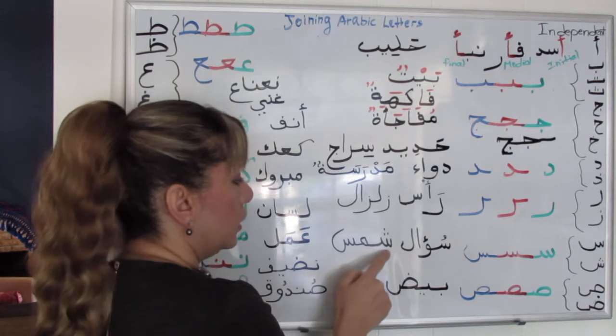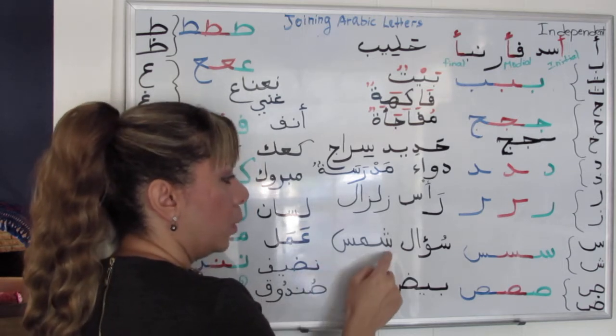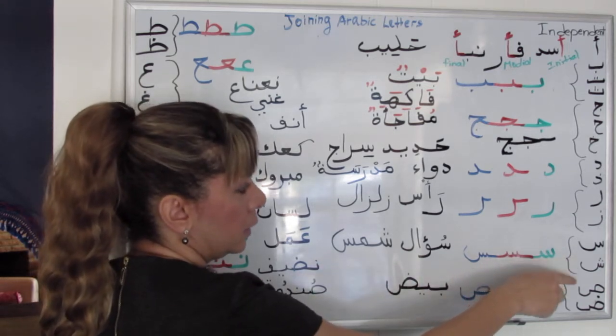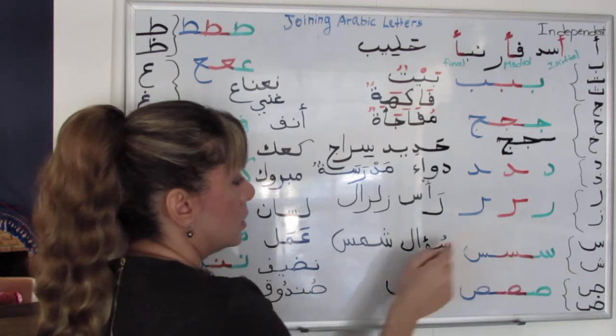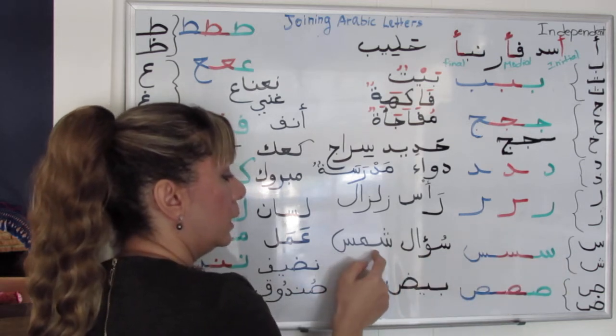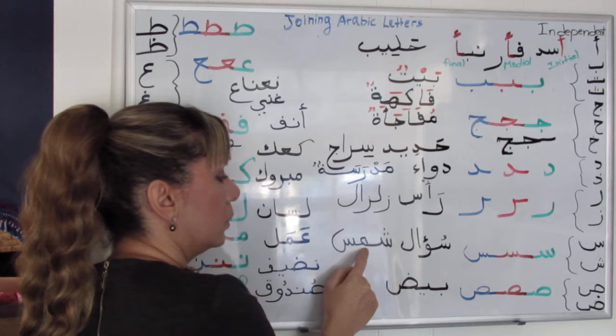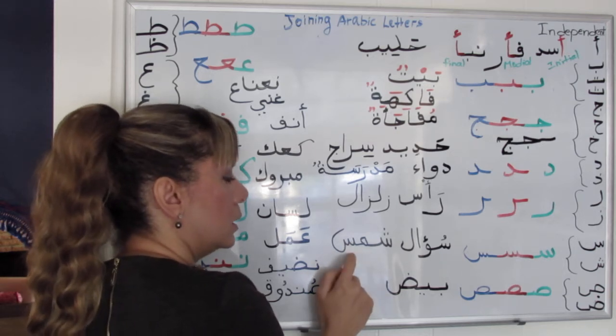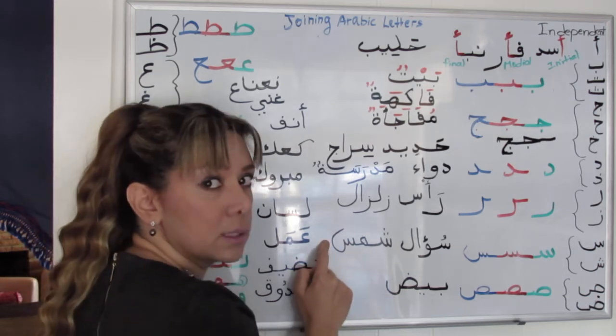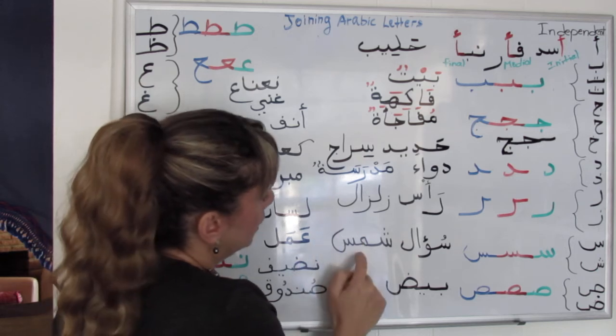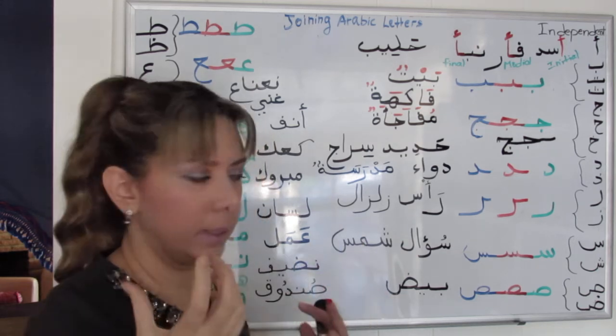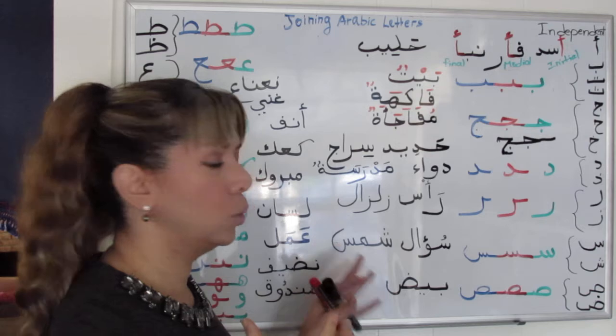Okay? Here, shams, we have both letters, shin and sin. Shin here in the beginning, mim in the middle, and sin in the end. Shams, sun. Sin needs the final form. The whole body is there. We keep the loop.